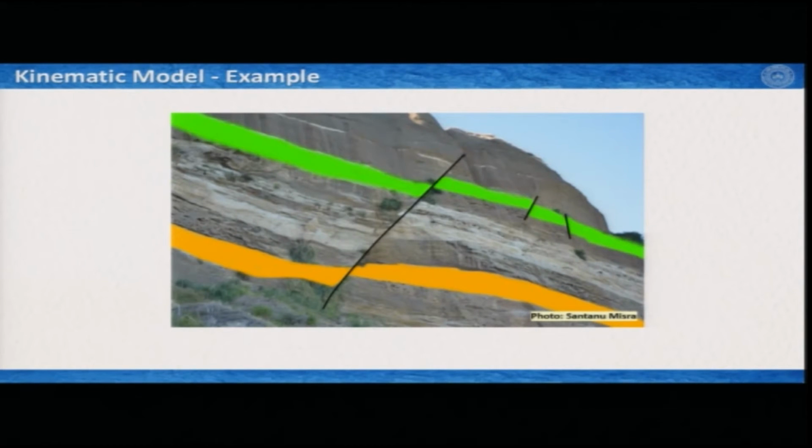This is a field photograph, and looking at it, I color coded the two layers with green and orange, and this is the displacement plane that has happened. Just looking at this geometric model, you can quickly say that this entire block has moved in this direction relative to the other block. So, once you interpret this, you are actually working on a kinematic model.